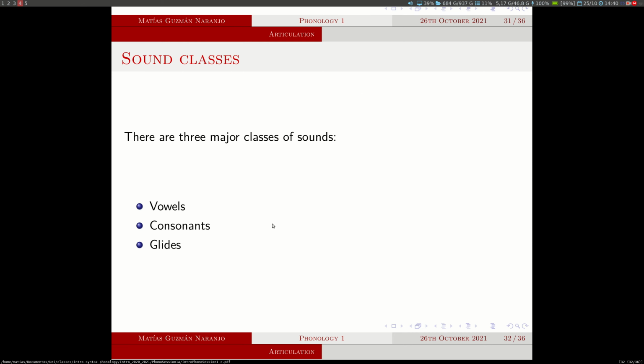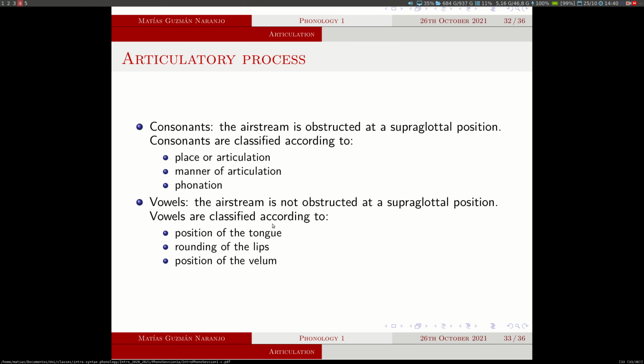There are three major sound classes. These are vowels, consonants, and glides. Consonants are sounds where the airstream is obstructed at the supraglottal position in some way. And they are classified according to three characteristics. We will discuss them next session, which are place of articulation, like where does the obstruction happen, the manner of articulation, that's what kind of obstruction there is, and the phonation that happens at the glottis.